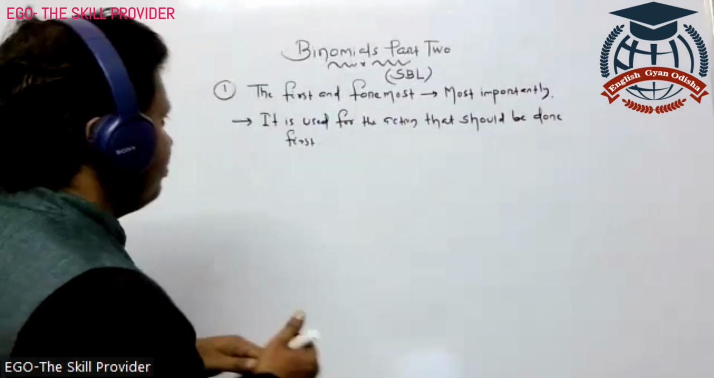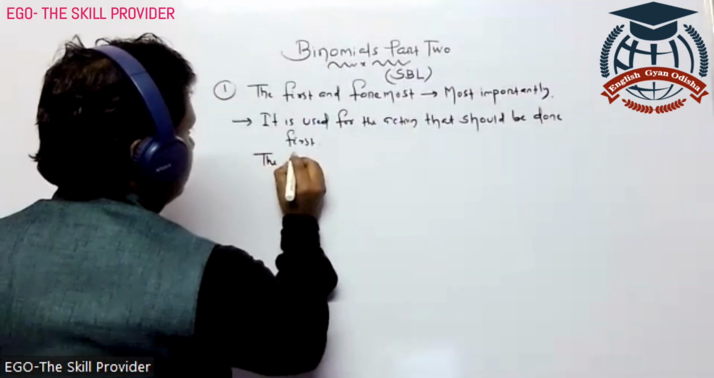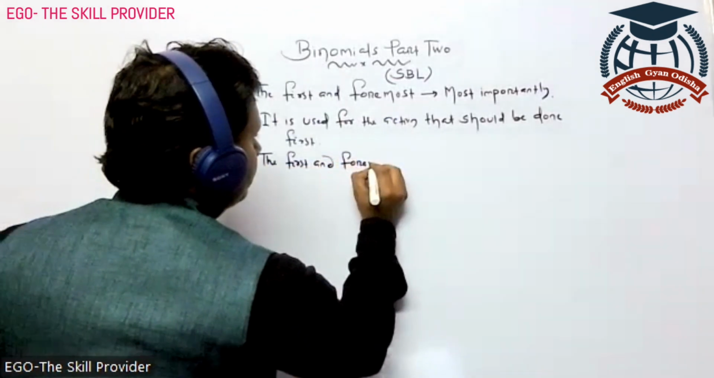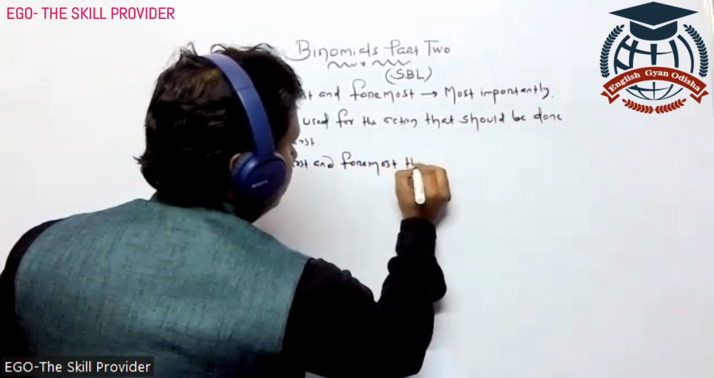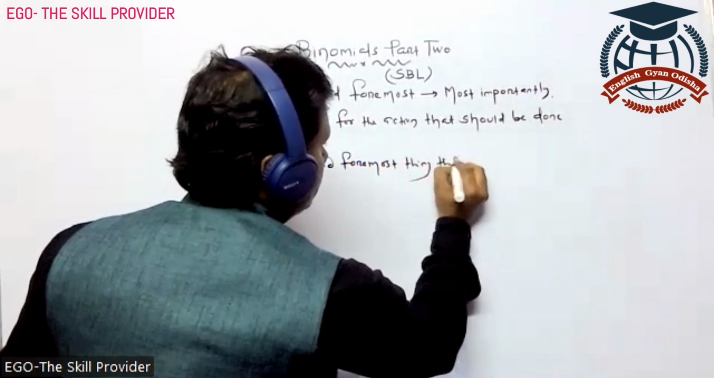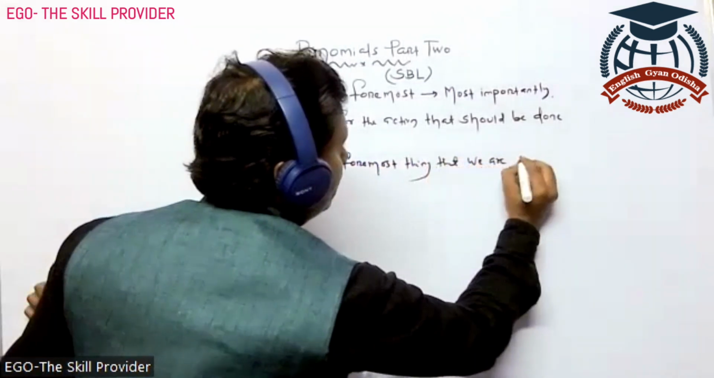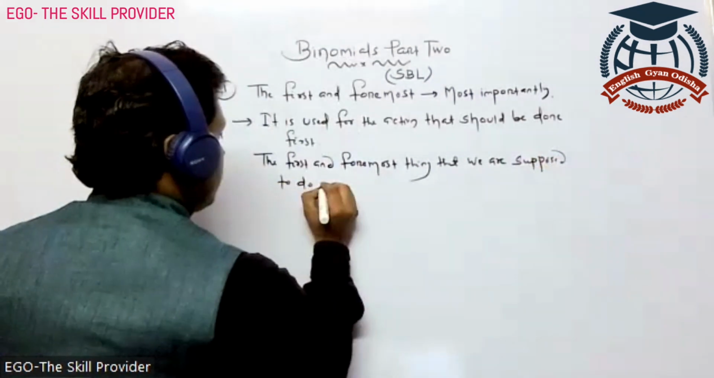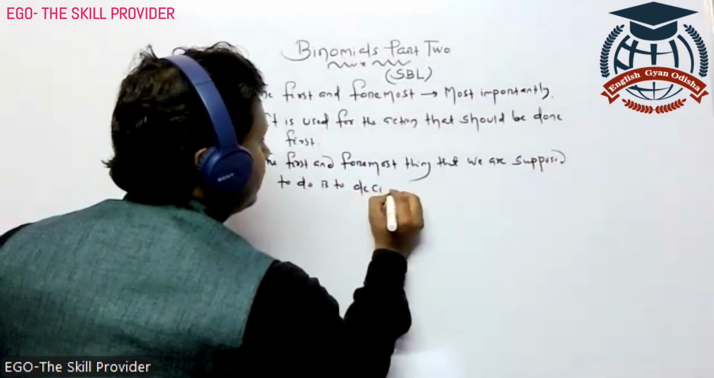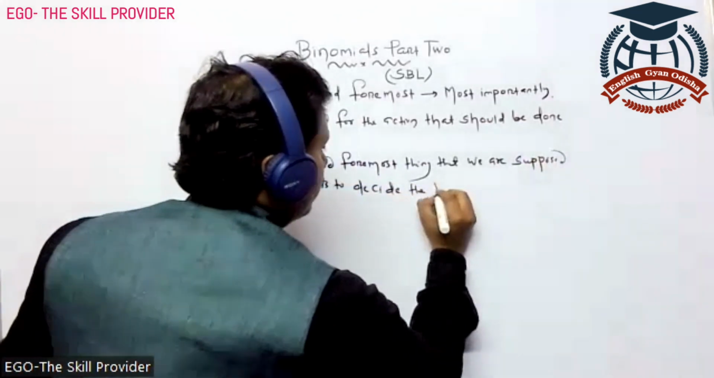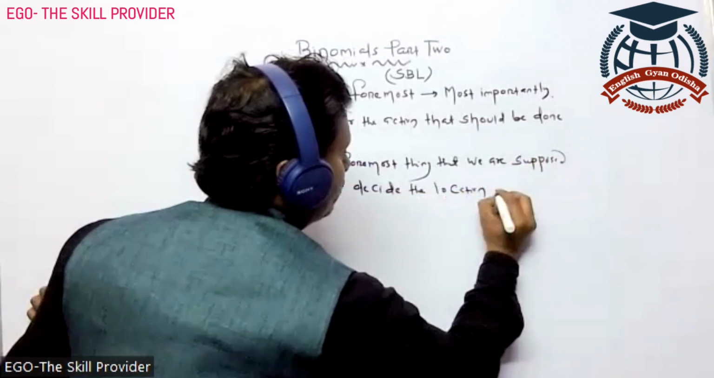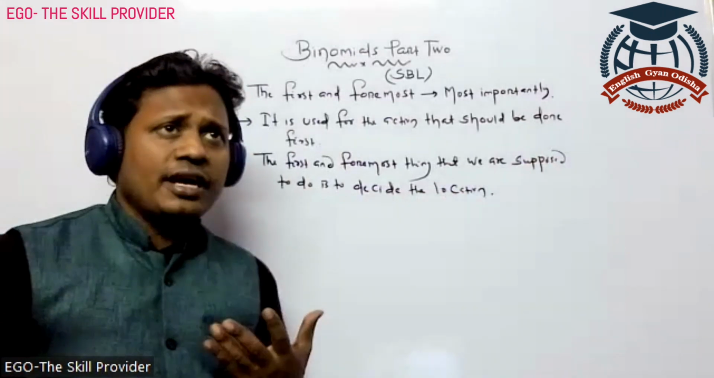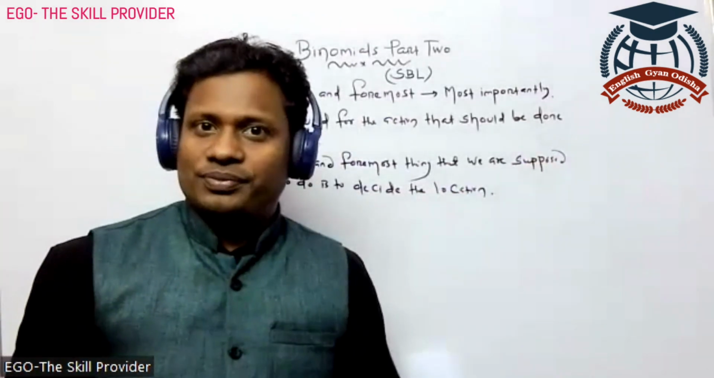So let me give an example. The first and foremost thing that we are supposed to do is to decide the location of the picnic spot. Decide the location. Like that, the first and foremost thing I'm supposed to do is take your class. Then I'll do a lot of things.